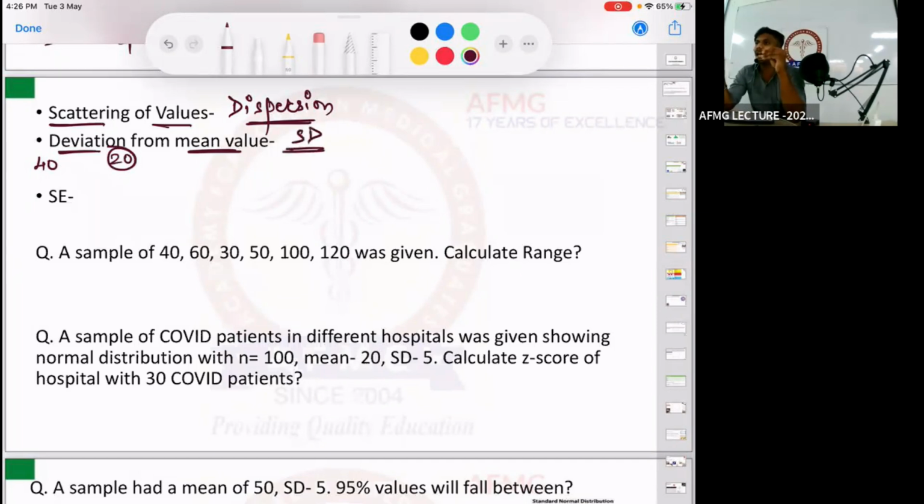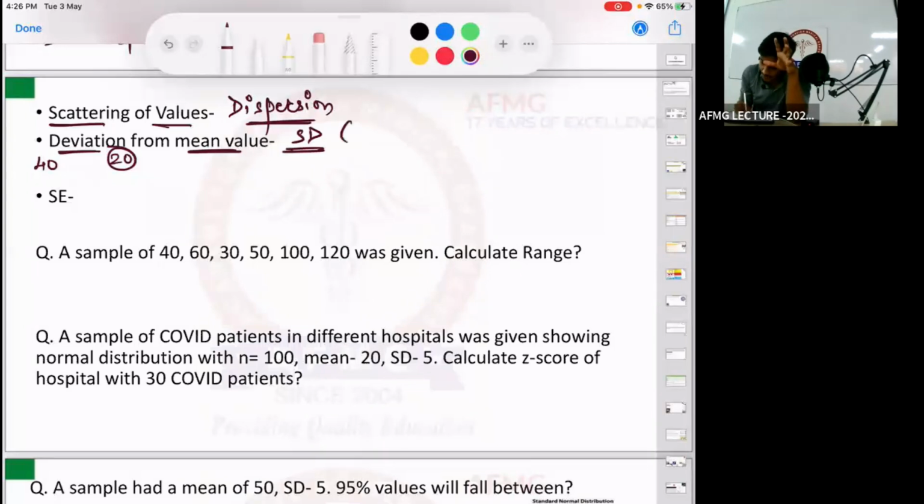Deviation from the mean value is known as standard deviation. So the deviation of a given value from the mean value is known as standard deviation. How far is 20 from the mean? 20 points away. No issues with this. How far is 30 from the mean? 10 points away. No issues with this. That is your standard deviation. Increase or decrease, or deviation from the mean value, is called standard deviation.